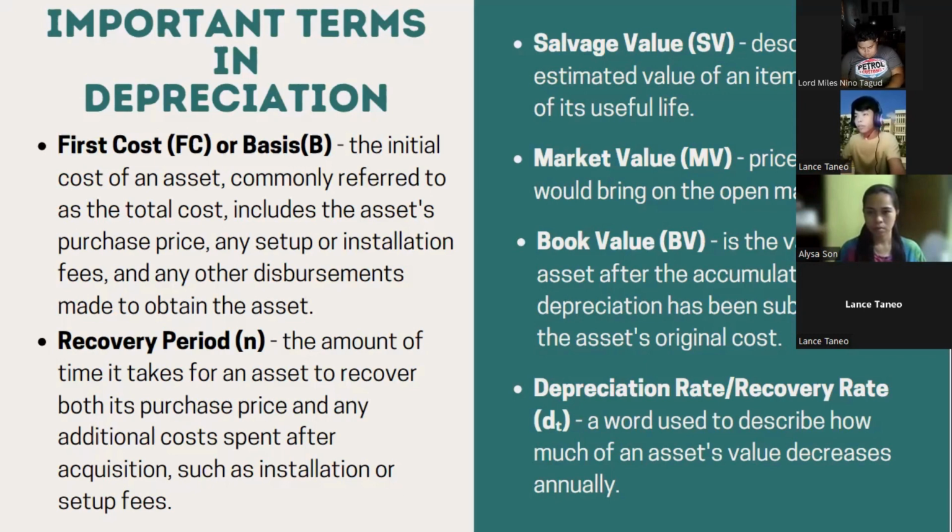Followed by the MV, or the market value. It is the price an asset would bring on the open market. Then the following will be the book value, or BV. It is the value of an asset after the accumulated depreciation has been subtracted from the asset's original cost. And the last one will be the DT, or the depreciation rate or the recovery rate. It is a term used to describe how much of an asset's value decreases annually.